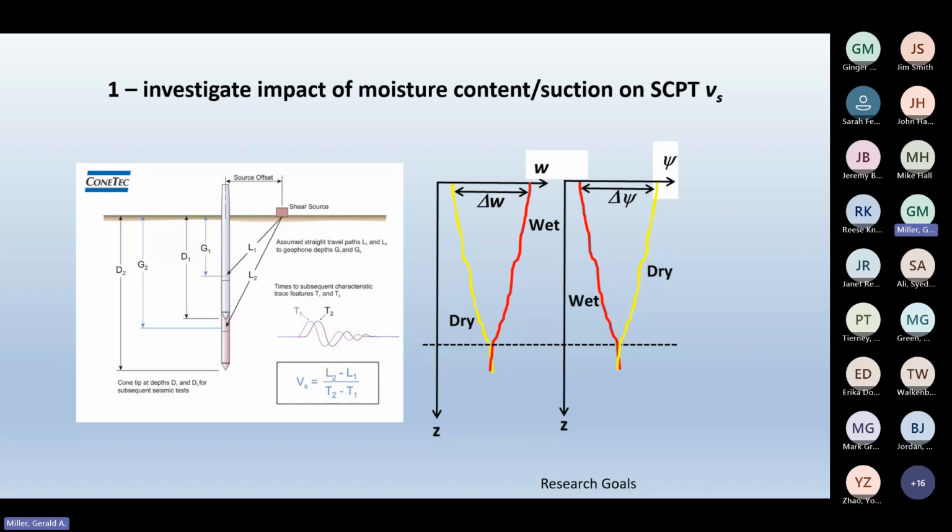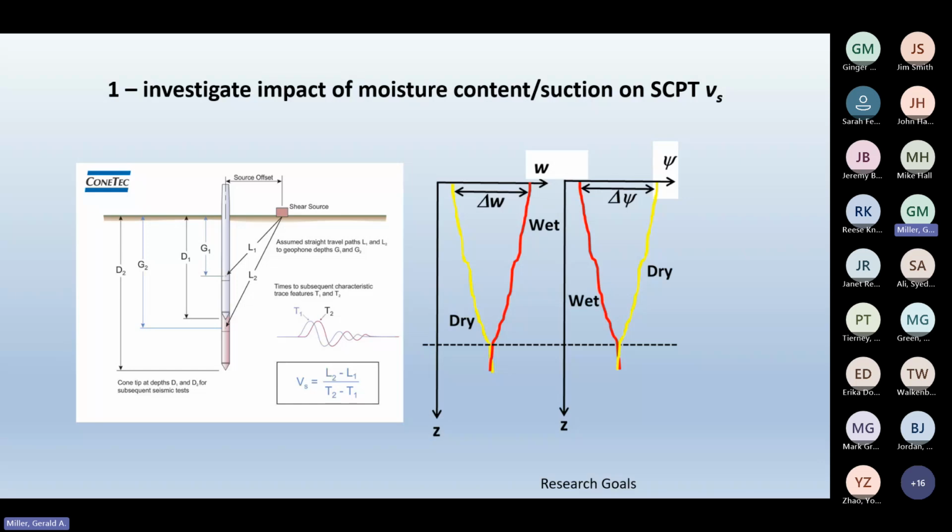Those of you who are not familiar with the test, basically you produce an excitation at the ground surface, usually with a big metal plate that's embedded in the ground, and strike it with a sledgehammer. That causes a shear wave to propagate to the measurement location, which is going to differ.